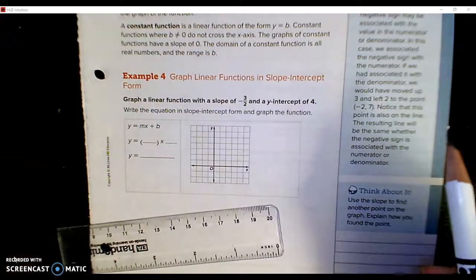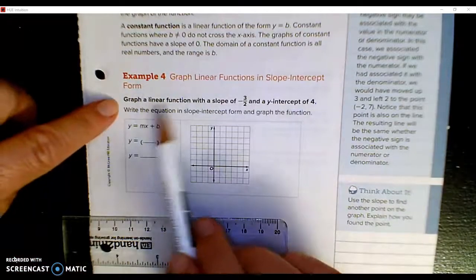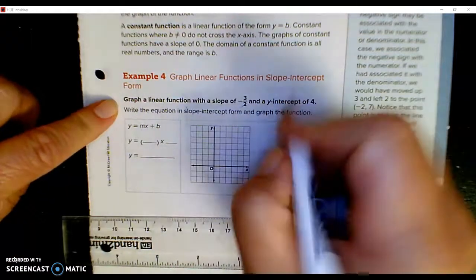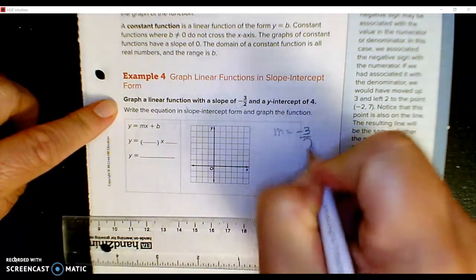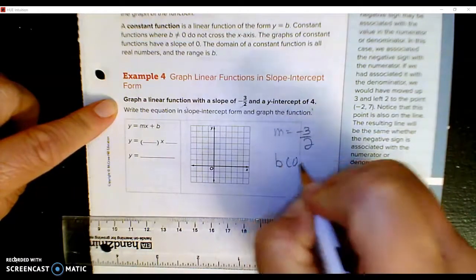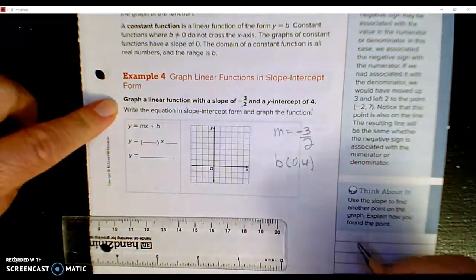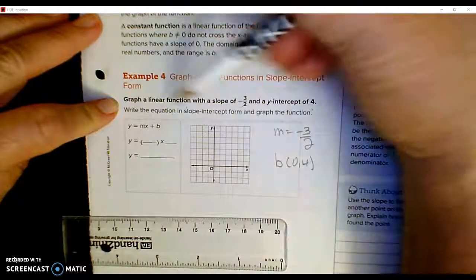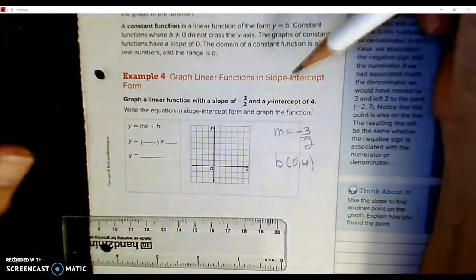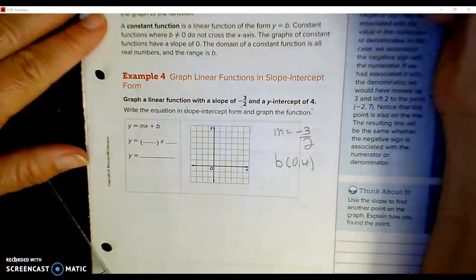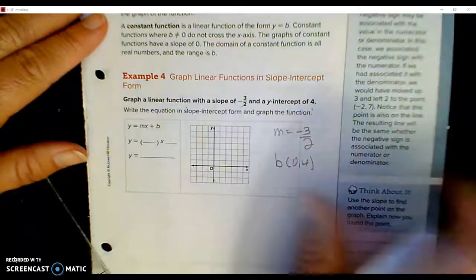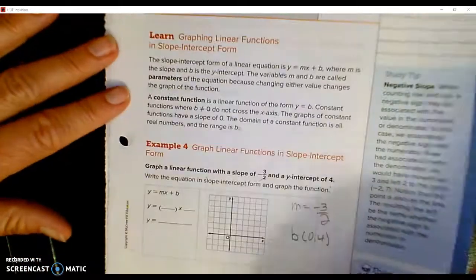Now for the handy-dandy fun stuff. Graph a linear function with a slope of -3/2 and a y-intercept of 4. See how I wrote it like that? All right. Now write the equation in slope-intercept form. Let's do that next. So let's go back here. Let's read up here really quick. I don't want to skip any of the reading part.